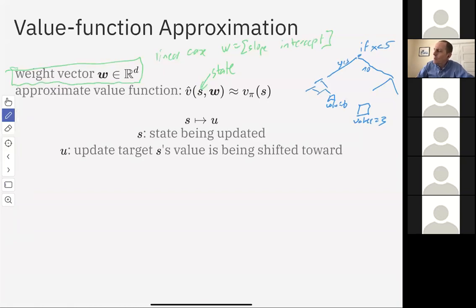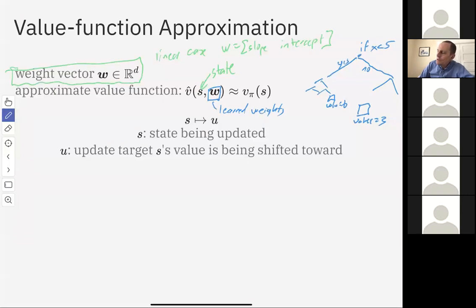Okay, so our approximate value function basically takes a state and then takes our weights. And these are often going to be learned weights in some way. And this gives us our approximator, right? So we've got our true v sub pi and our approximation, which is v hat. Does it make sense? Any questions on that? Okay.